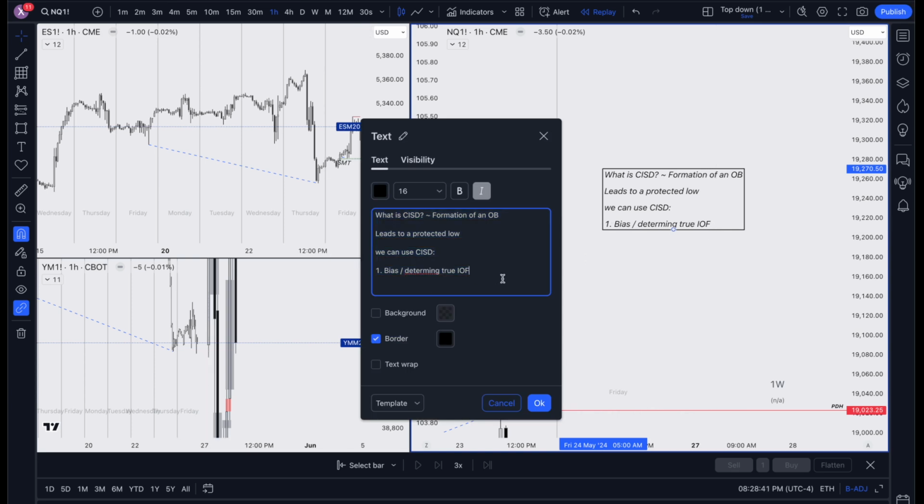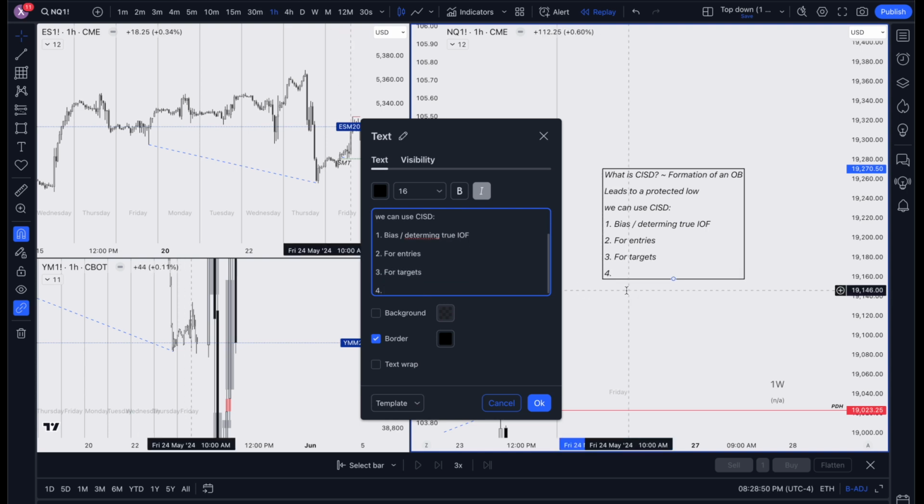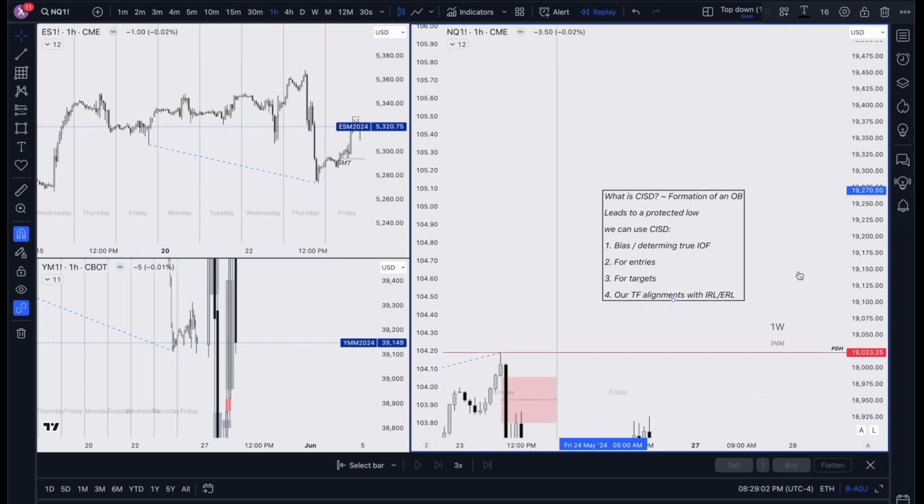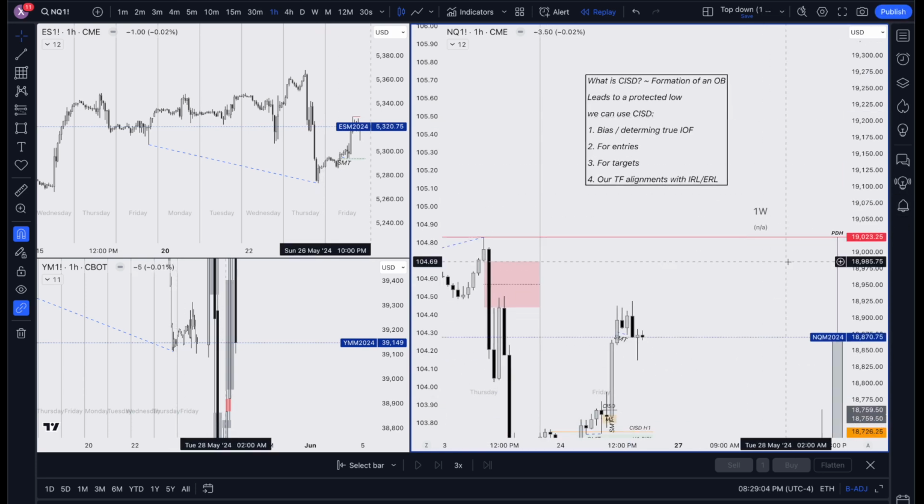We can also use CISD for entries. We can use it for targets. And we can use CISD for our time frame alignments. It's a confluence tool. So that's the lecture on CISD, order block formation.